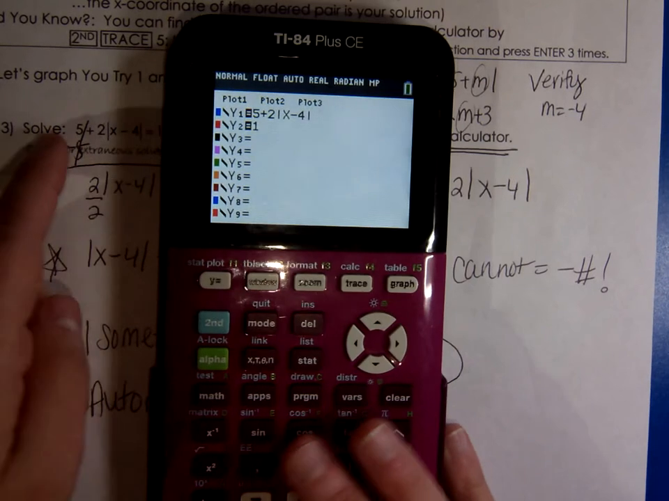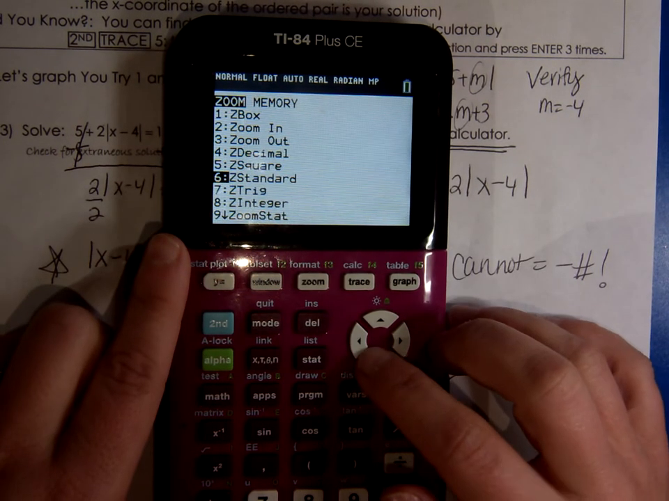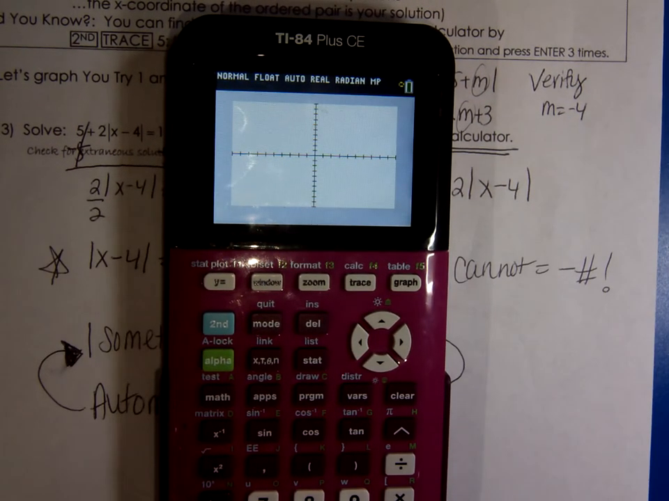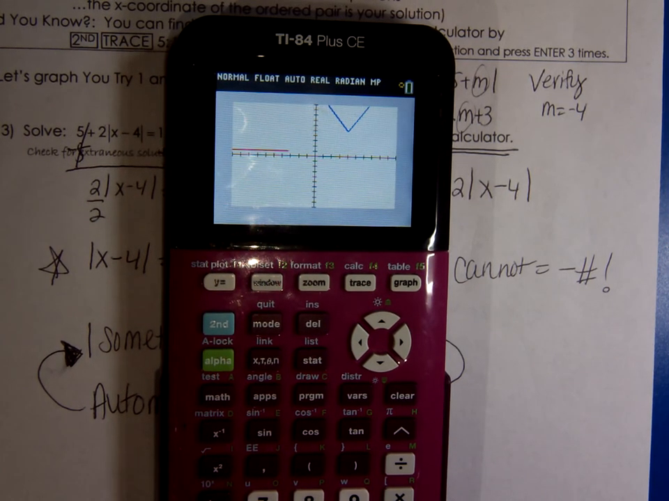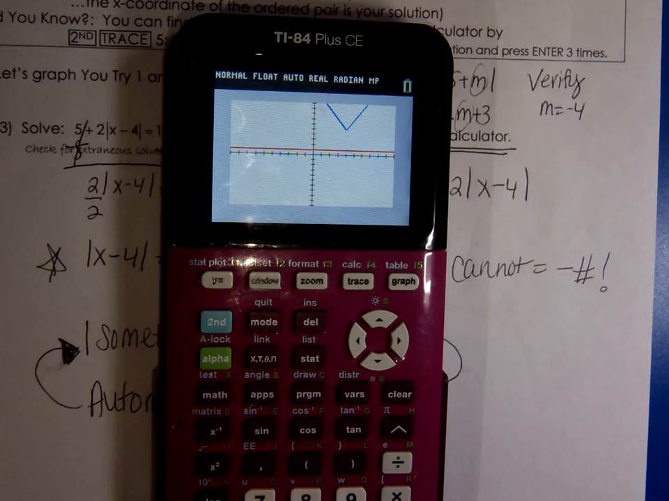And now I'm going to once again go back to Zoom Standard, because Zoom Standard is always a nice starting point and it gives me an idea of what's going on. And as you guys can see here, we have ourselves an absolute value and this line of y equals 1 where there is no point of intersection. And because there is no point of intersection, that indicates that there exists no solution. And therefore, we have verified our answer.